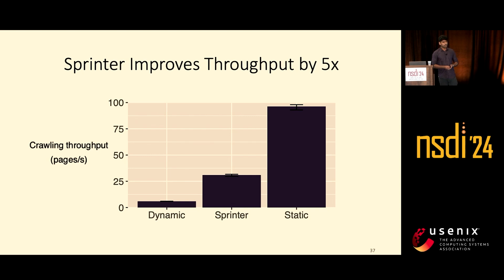Moving to throughput, here on the y-axis, I've plotted the throughput as pages per second, and on the x-axis, I've plotted different baselines. As you can see, Sprinter performed almost 5 times better than the dynamic baseline. It was still significantly slower than the static baseline because for a certain subset of pages, it still relies on the heavyweight browser.